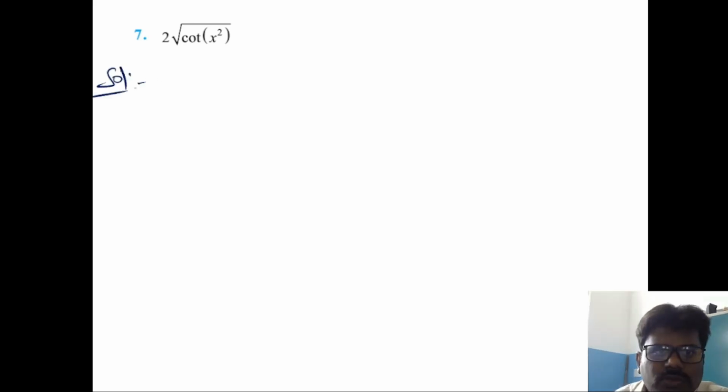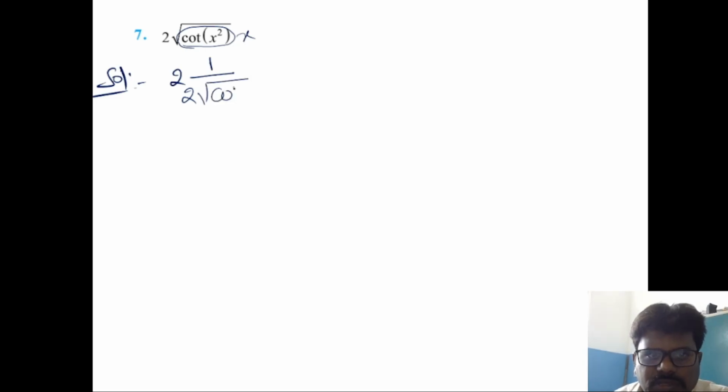Okay, and next here we have another question 7. 2 into square root of cot x square. Okay, so here 2 is a constant of course, and root of this term which is involving x we have. So take this term whatever we have under the square root as x here, so it will become what? Root x. So root x differentiation formula we have, that root x differentiation is 1 by 2 root x. So 1 by 2 root x.